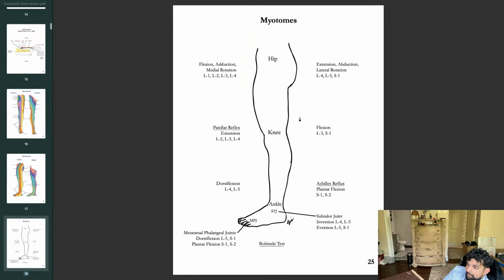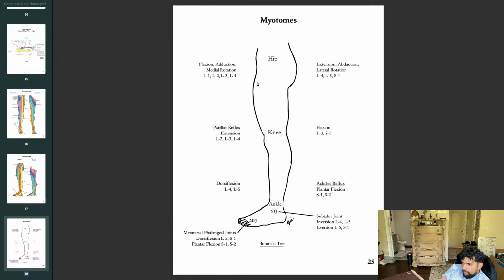Myotomes. Myotomes are so important. Actually, I don't even know if they're important or not, but for exams at school, they're important. My point in saying this about myotomes is there's no easy way to memorize them. Just memorize them. Just sit and do them. There's no other thing you can do.